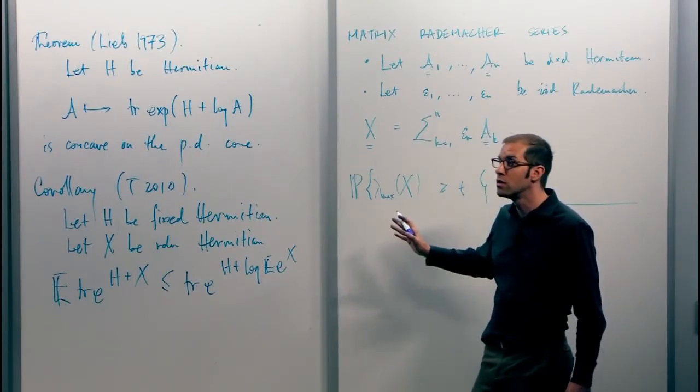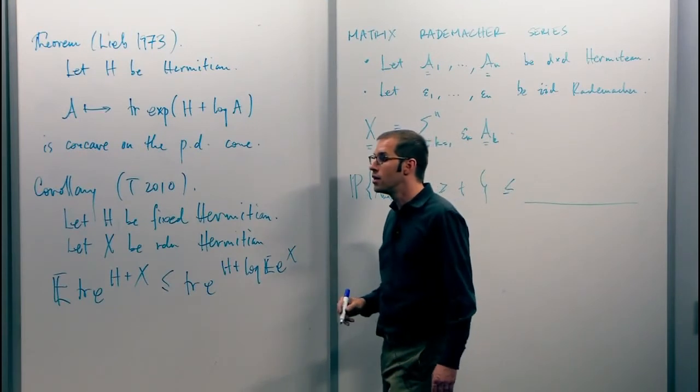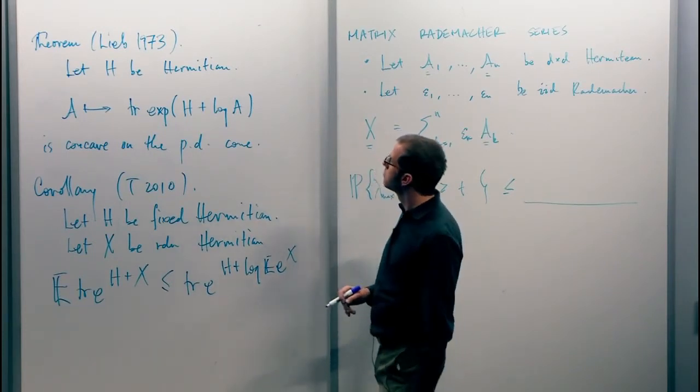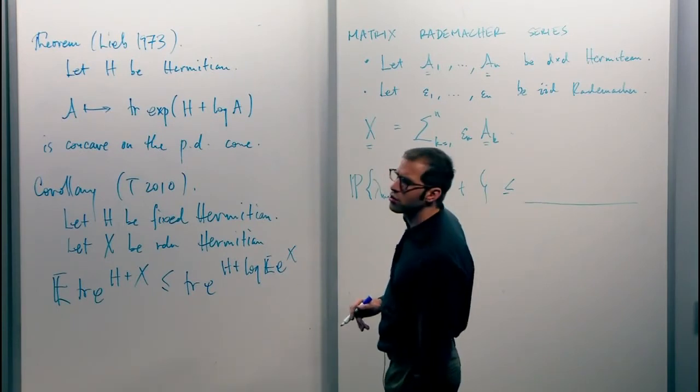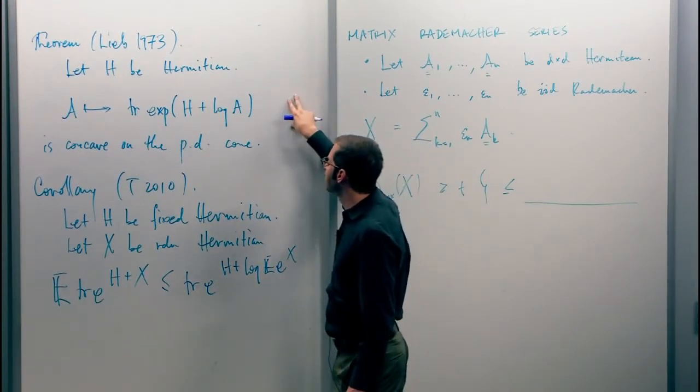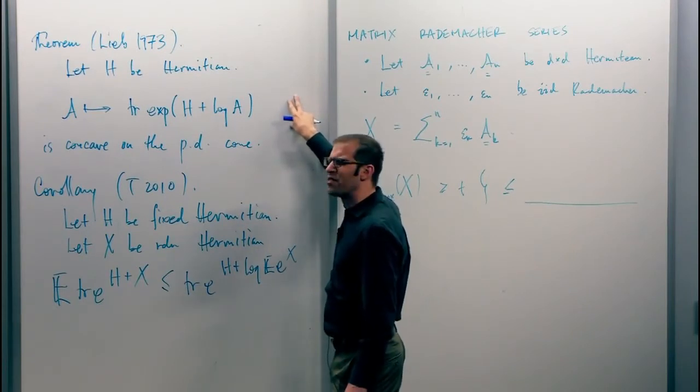Isn't that sort of almost the same as the trace of e to the a plus b being less than or equal to the trace of e to the a times the trace of e to the b? This is a stronger result. I think I have to think about that.